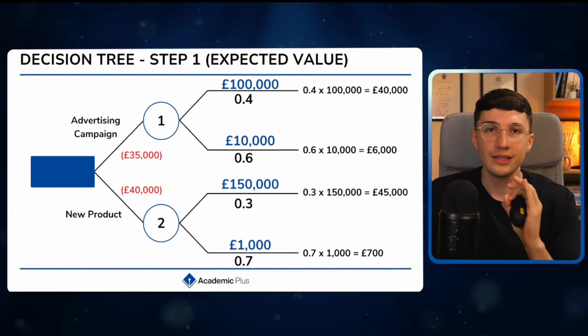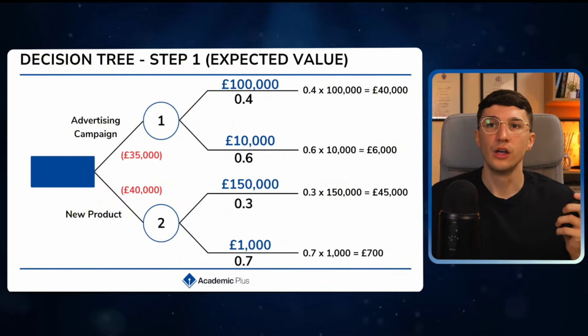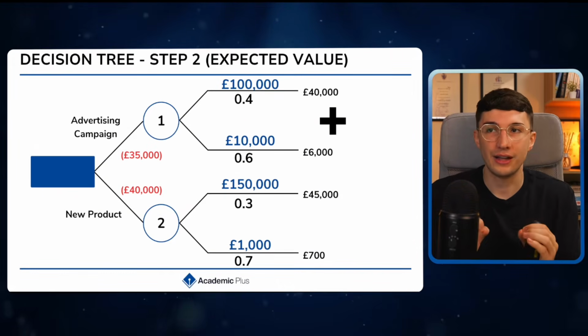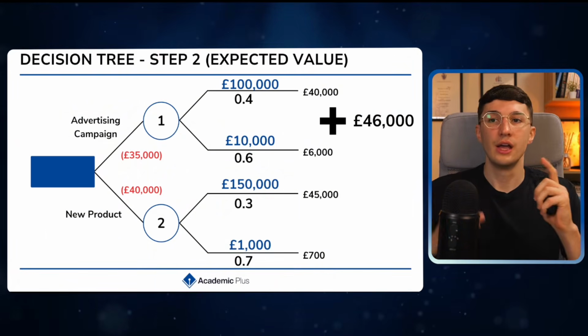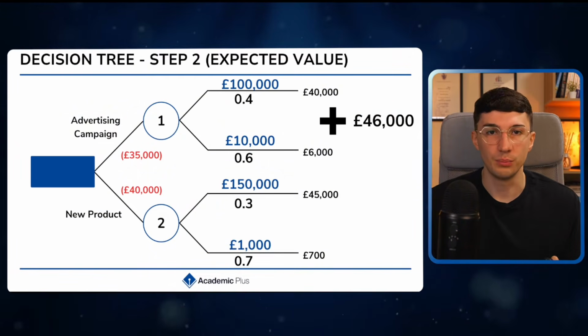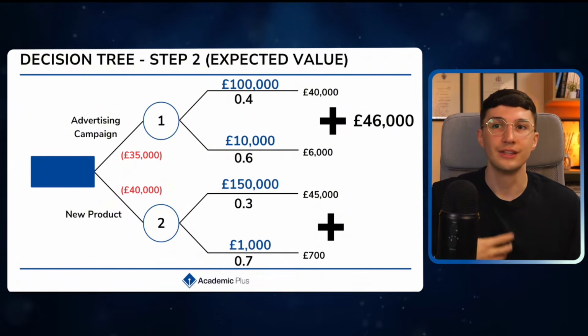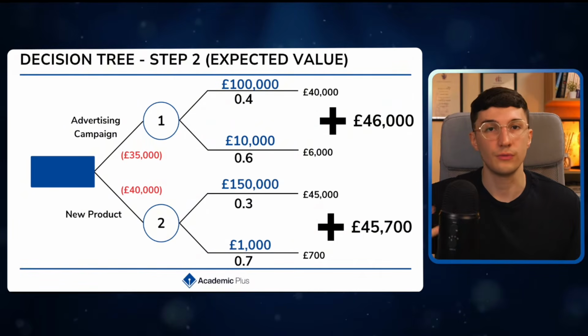Now, to calculate the expected value, I want to add each of those two branches together. So we do £40,000 plus £6,000, which gives me an expected value for the advertising campaign of £46,000. Then we do the exact same thing again for the new product. We do £45,000 plus £700 to give me an expected value of £45,700 for the new product.